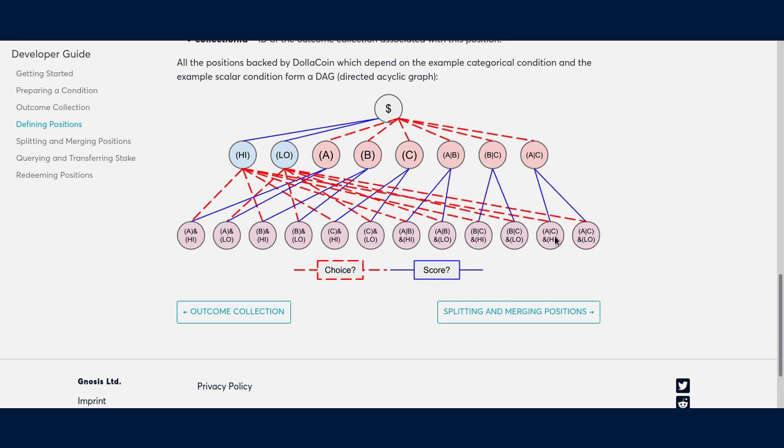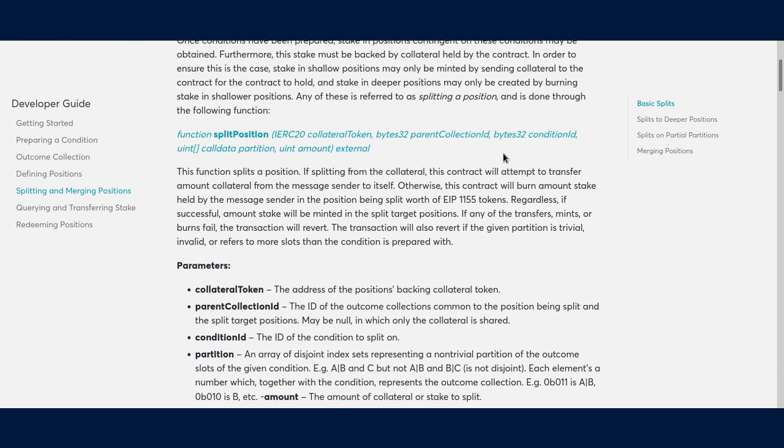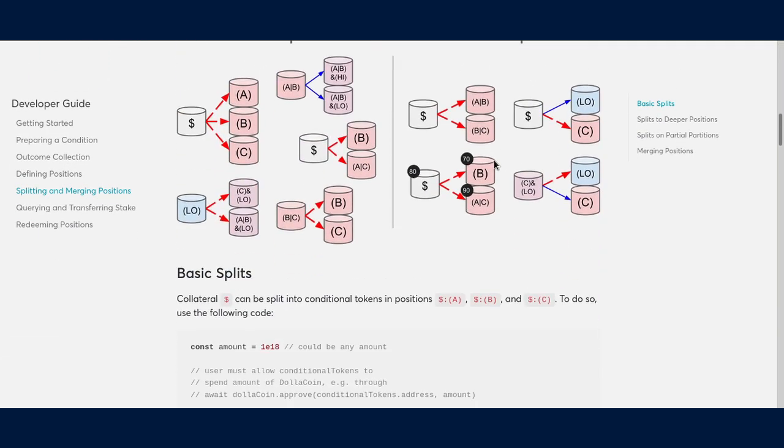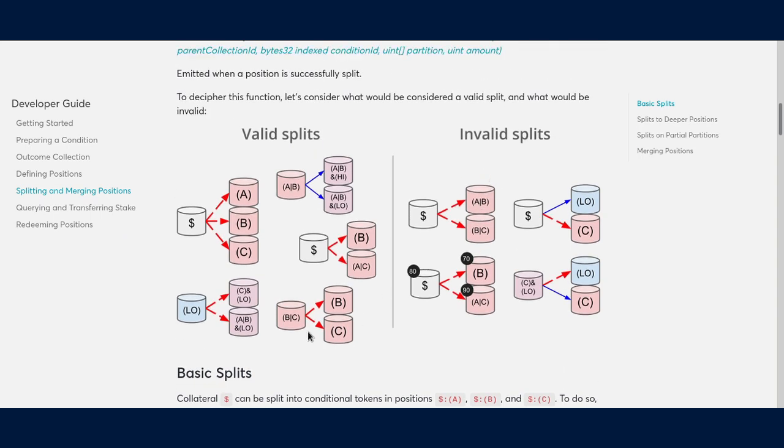Before I move to one of the second layer positions, however, I do want to note another split that is possible via split position. If you look in this diagram, you can see that the position that pays out when B or C occurs can actually be split into a position that pays out when B occurs and a position that pays out when C occurs. Since we have value in a position that pays out when B or C occurs, we can actually make this transaction now in the current state of the conditional tokens on our development chain.